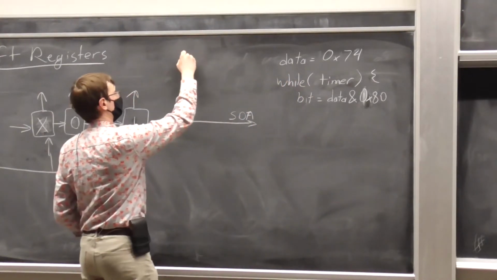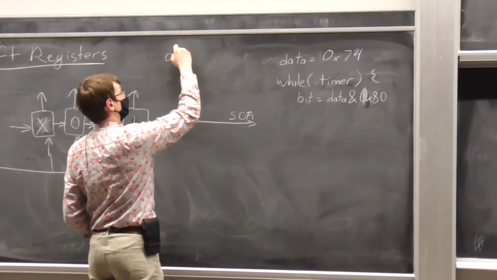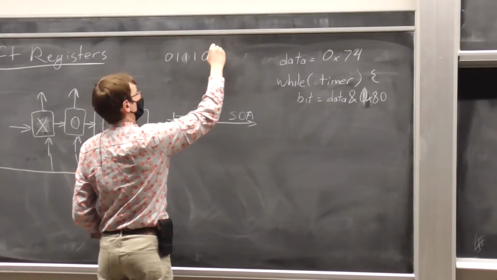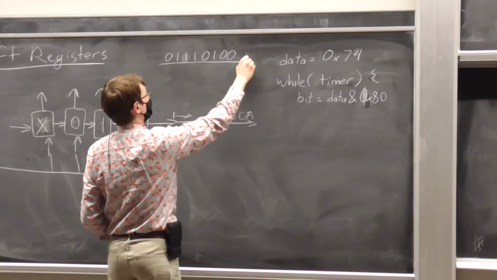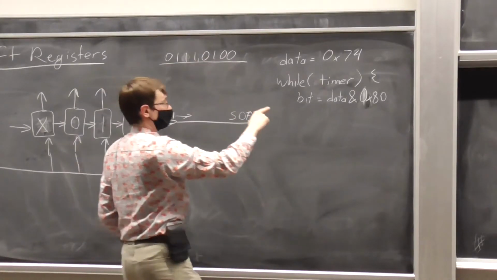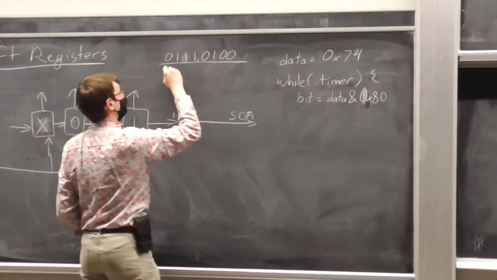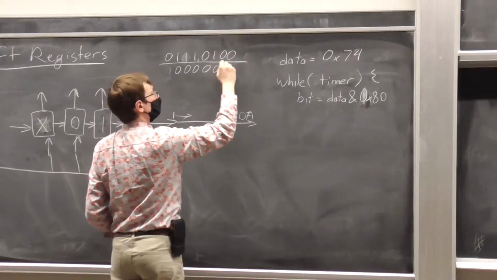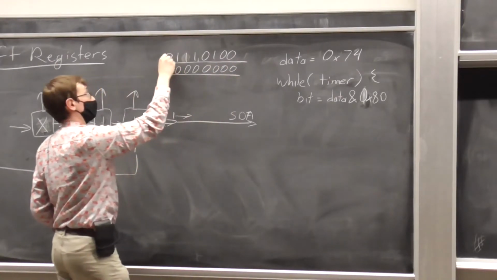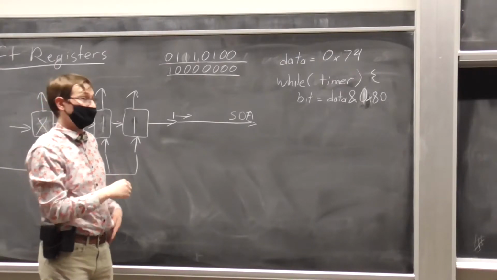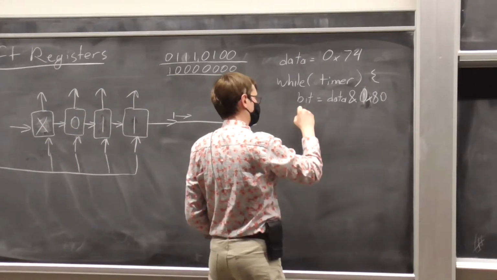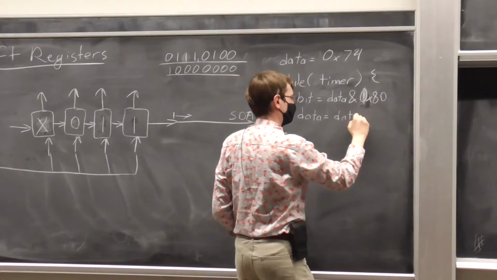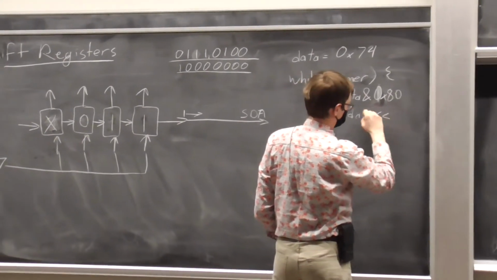If you were to take a look at the actual binary code here, hexadecimal 74 is this binary number, right? So if you perform bitwise AND with 80, that will always extract the last bit, right? Once that's finished, you can say data is equal to data right shift or left shift by 1.